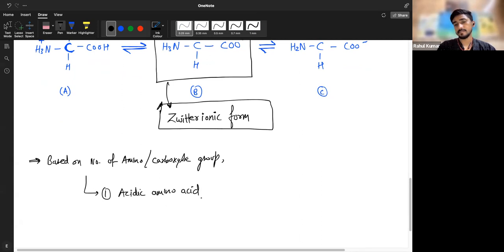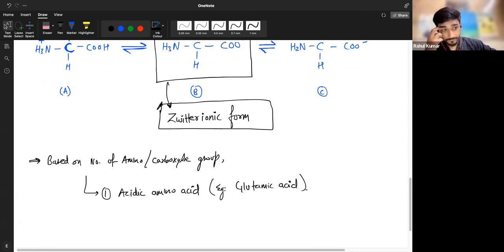Acidic amino acid. And they are named like acids. So one example is glutamic acid. Glutamic acid is an amino acid. Okay. And I'm giving you homework. Find more. After you do this homework, it's very easy.